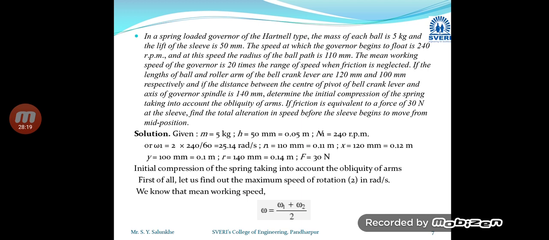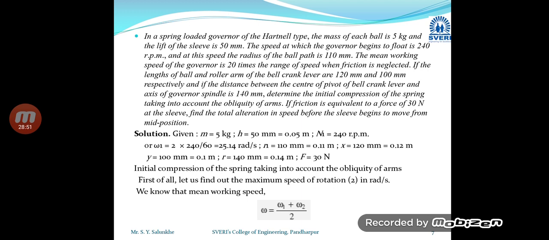The next thing we are going to see: the speed at which the governor begins to float is 240 rpm. That is, the minimum speed is given in this case, and at this speed the radius of ball path is 110 millimeter. That is, minimum radius is given. The mean working speed of governor is 20 times the range of speed when friction is neglected.